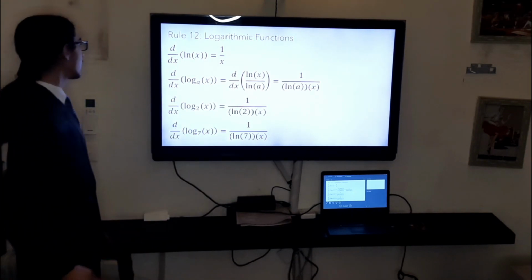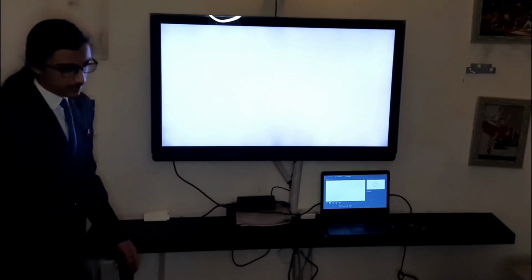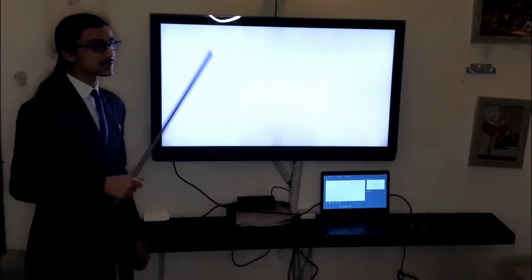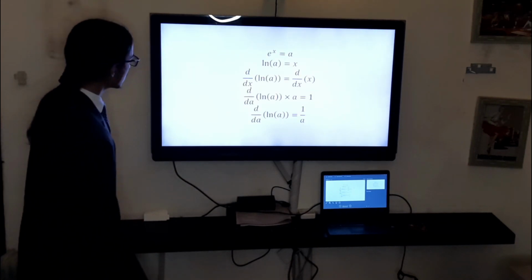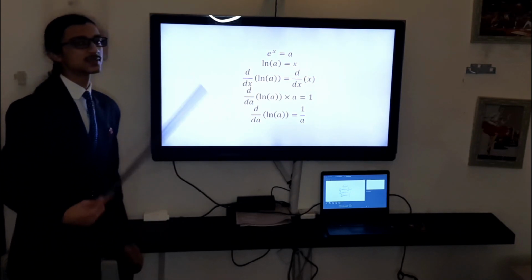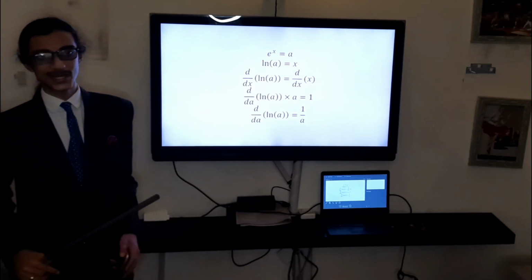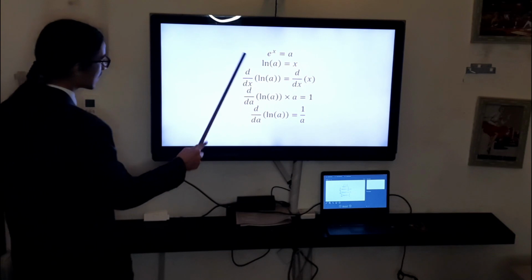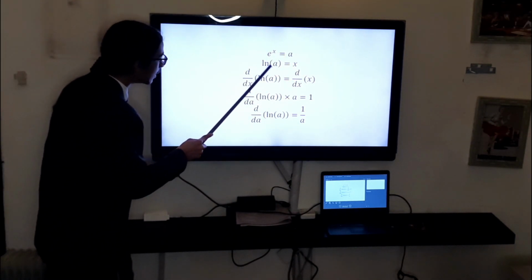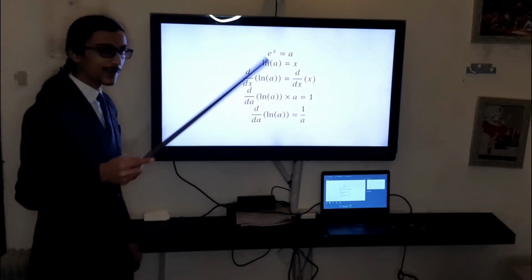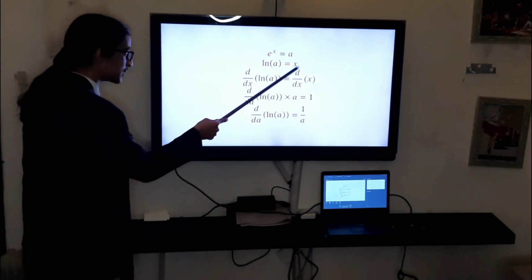Now, why is the derivative of ln of x equal to 1 over x? There are many different proofs. This is a particular one which I discovered by myself and I prefer the most. It involves a little bit of differential algebra, but I think we'll be fine. So let's say e to the power x is equal to some variable a. So I know that ln of a is equal to x, right? ln of e to the power x is just x. So ln of a is equal to x.